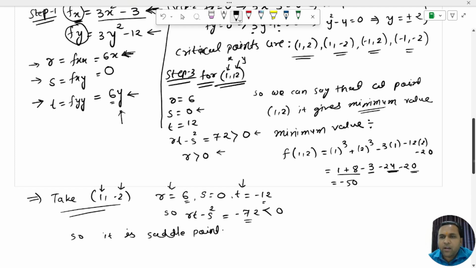Similarly, you have to check for (-1, 2) whether it gives the maximum, minimum or saddle point. You have to check for (-1, -2) too, whether it gives maximum, minima or saddle point. I think everyone is clear or not? Okay, right. Now check for each and every point.